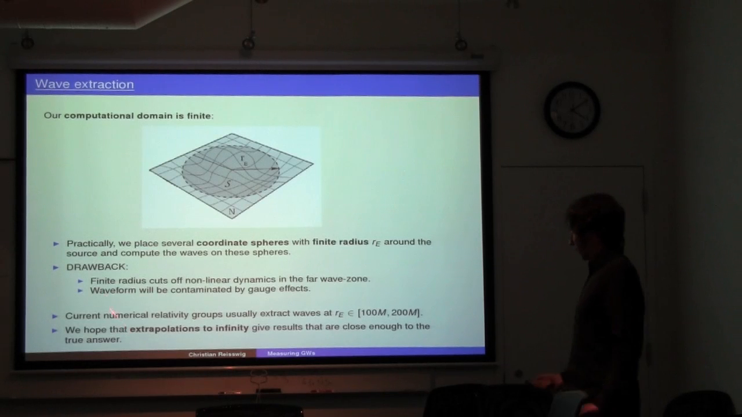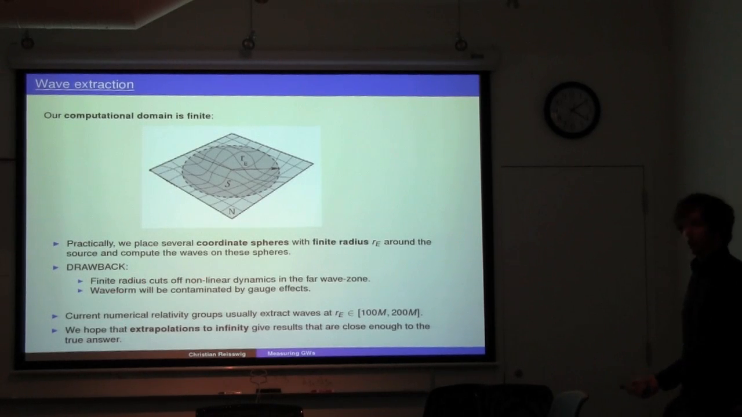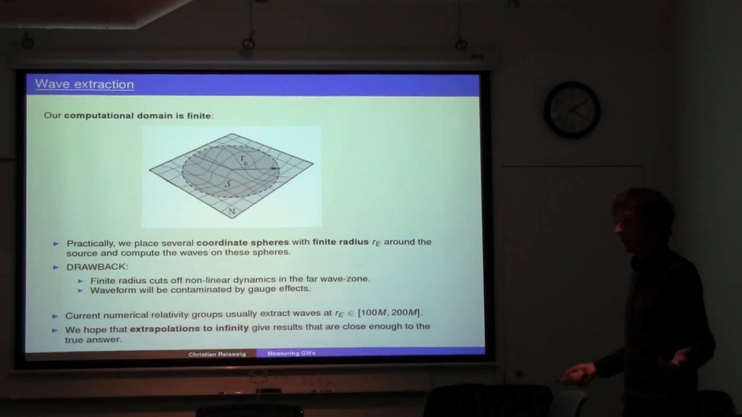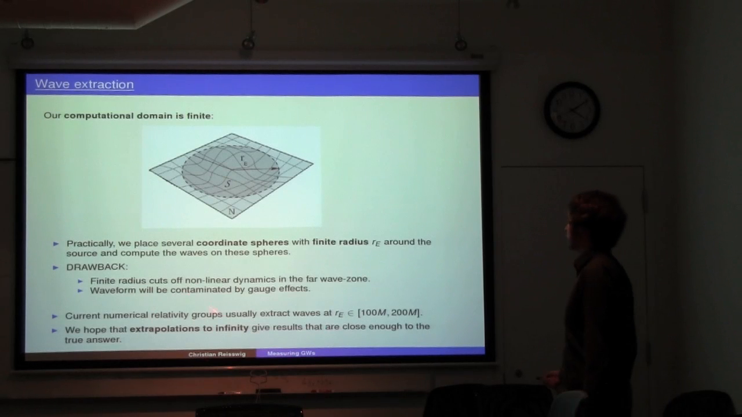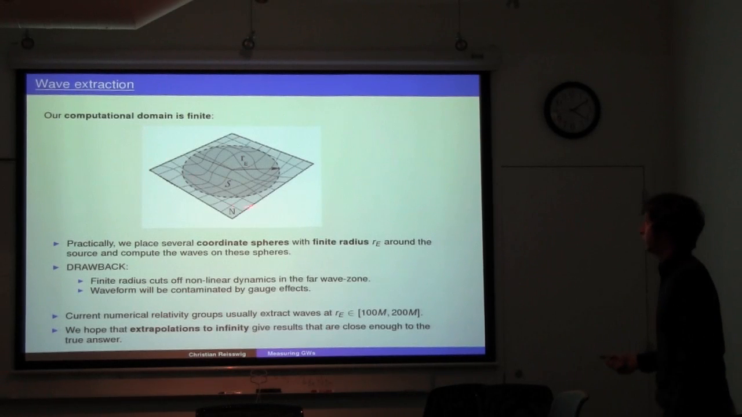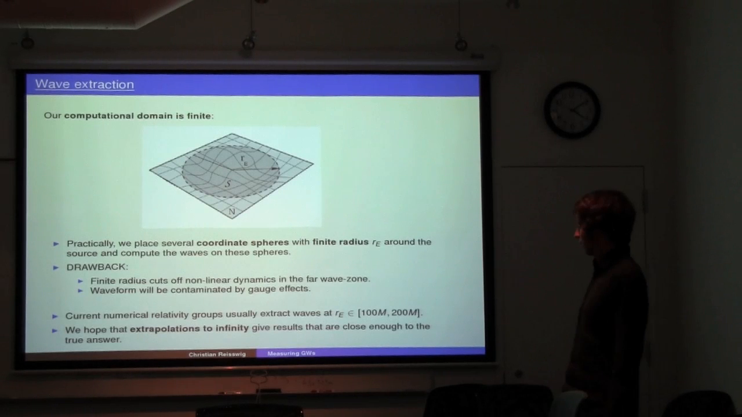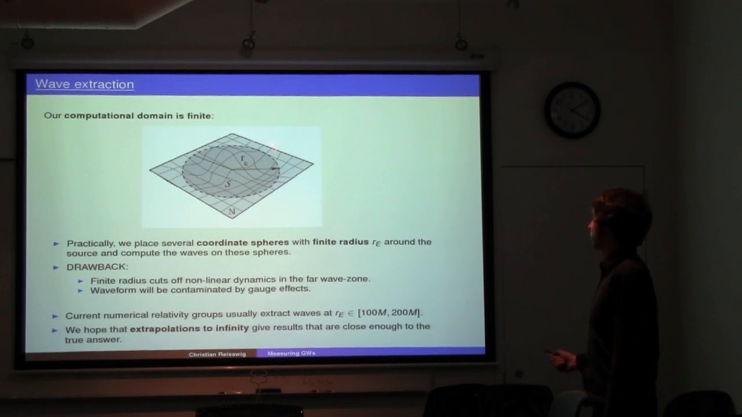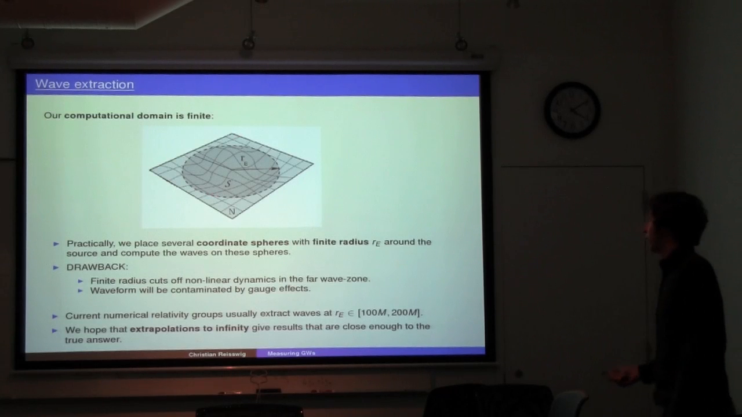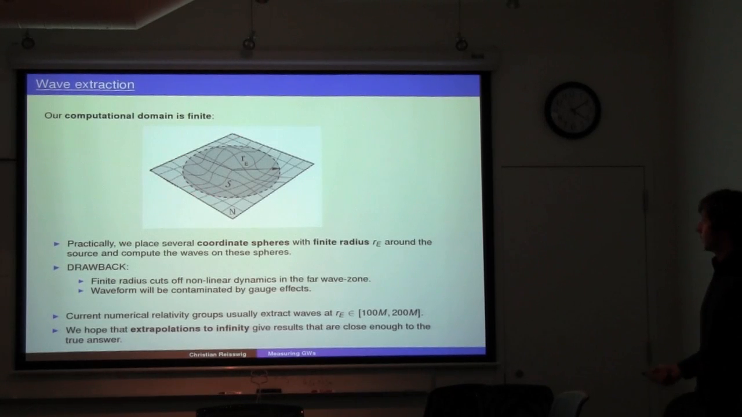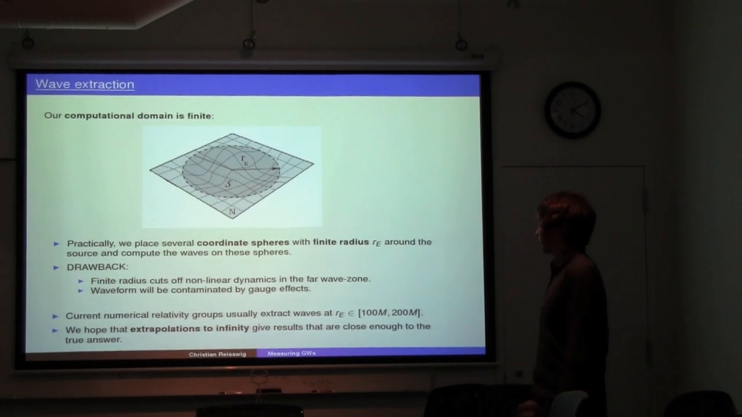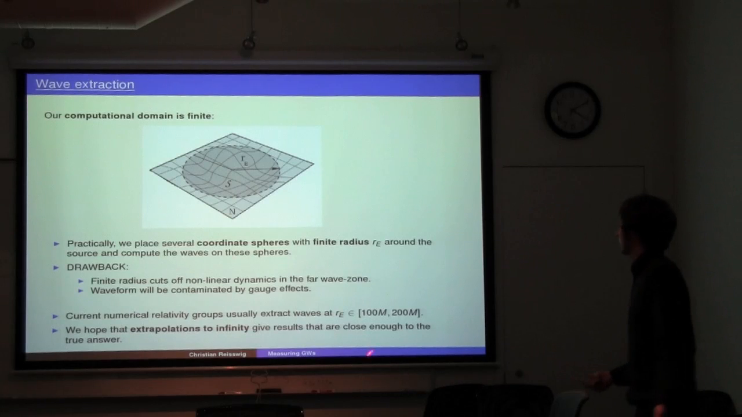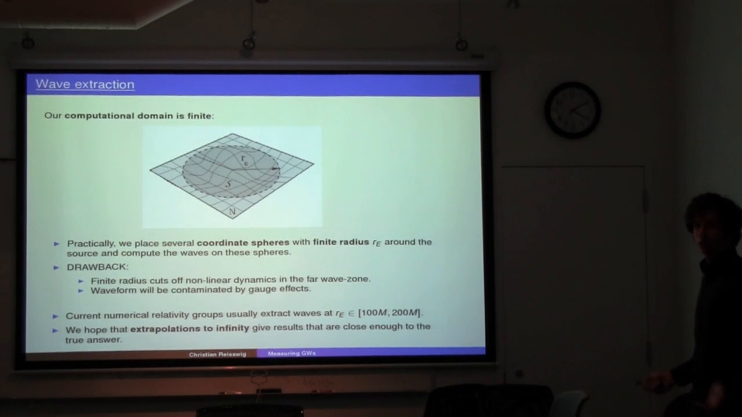The drawback is, of course, that we have a finite radius that cuts off all the nonlinear dynamics of the far wave zone, especially interactions of the gravitational waves with themselves in the wave zone. And furthermore, what is commonly done nowadays by most groups is that we use simple coordinate spheres, which means that our waveform extracted on these spheres can be contaminated by gauge effects. And currently, these spheres have a radius of 100 or 200, I don't know.